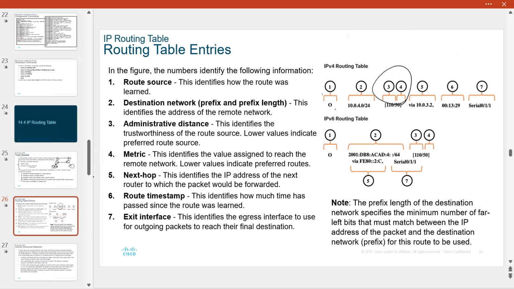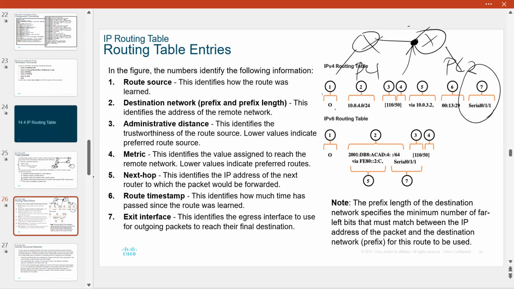Right, number 5, we have the next hop, which identifies the IP address of the next router to which the packet will be forwarded. So in the example I have been giving you all along, if I'm trying to send from PC1 to PC2, the next hop address is this address. That's the next hop address. So when you configure your network statically, you need to specify this next hop address, or you need to specify this exit interface, which is number 7 that we will get to.